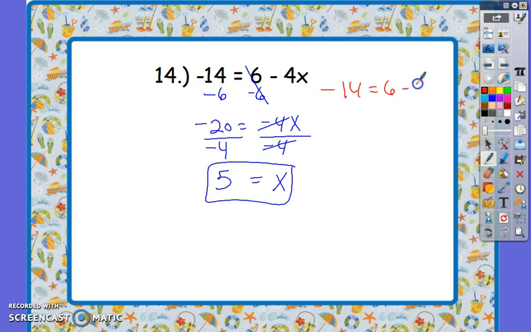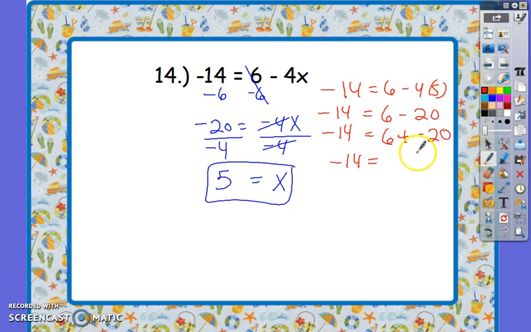-14 equals 6 minus 4 times 5. So this would be 6 minus 4 times 5, which is 20. You want to do same, opposite, opposite. So the 20 is negative. Different signs subtract. 20 has the largest absolute value. So 20 minus 6 is 14. And the larger absolute value is negative, so the answer would be negative. So -14 equals -14. That proves that my solution of 5 equals x is correct.